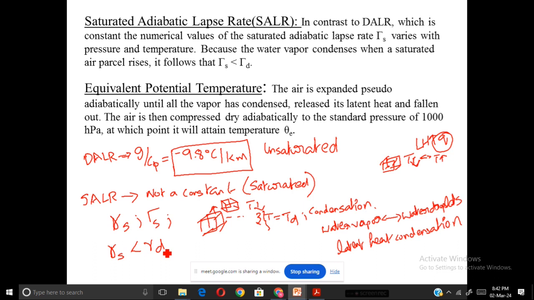So in case of a dry air parcel, the rate at which the temperature is decreasing will be greater. If it is traveling vertically a kilometer, the temperature is reducing by 1 degree Celsius, minus 1 degree Celsius. Initially the temperature was 21 degrees Celsius, and after vertically moving up in the atmosphere, its temperature reduced to 20 degrees Celsius in case of a dry air parcel.